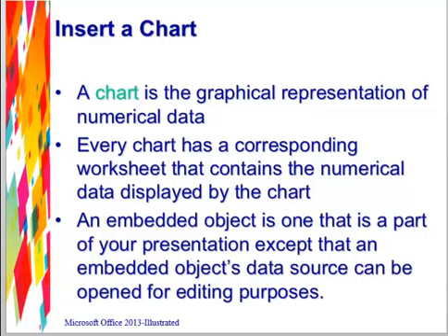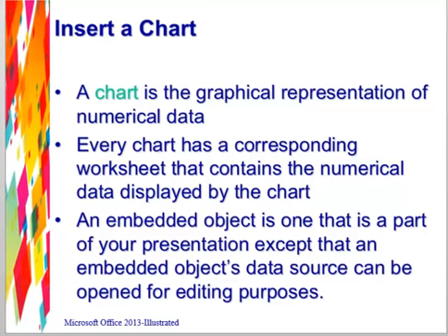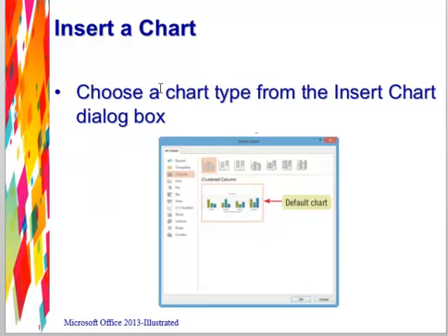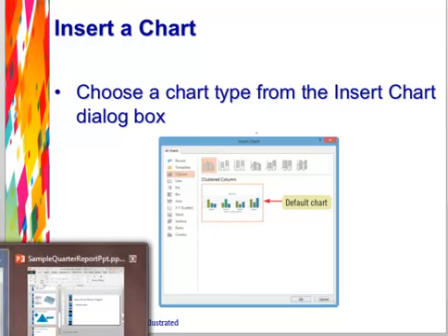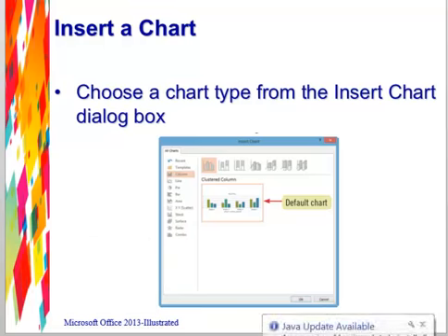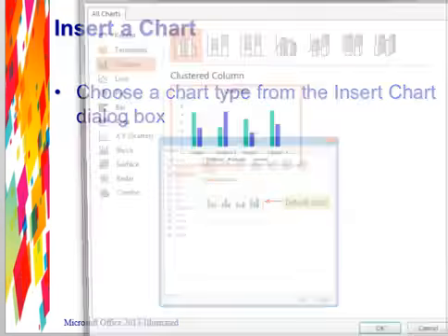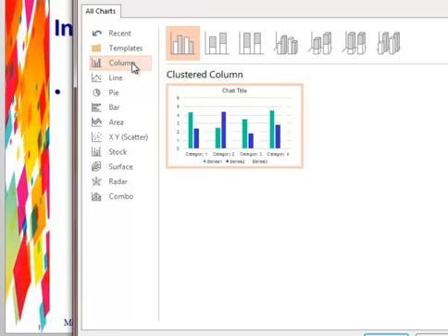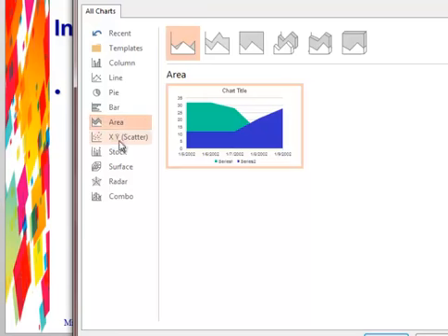Every chart has a corresponding worksheet that contains the numerical data that's displayed on the chart, and an embedded object is one that is a part of your presentation, except the embedded object's data source can be opened for editing purposes. So when you're going to insert a chart, you're going to just decide from a default chart location. We'll take a look at the insert, and chart, which shows you this window here. And then once again, you can pick the different types of charts that you want to enter.